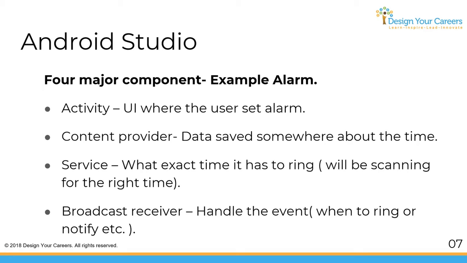Here, the data saved is somewhere about the time. And the next thing would be the service. So, what exact time should the alarm ring? This would be the service. It would be checking with the current time of your device, and once the exact time matches, it needs to ring. Once it needs to ring, it has to broadcast it, right? So now the broadcast receiver will handle the event. This will do when to ring or when to notify the user.